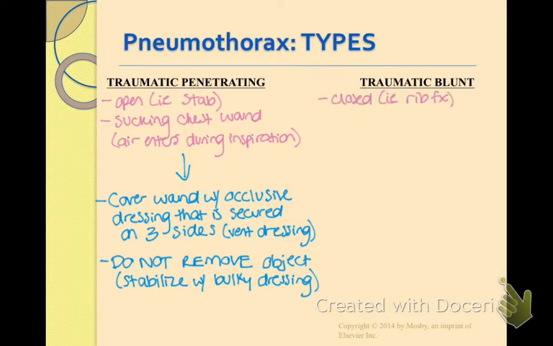Other traumatic is blunt. Again, that's like if you get hit with a bat or the steering wheel. It can be closed, where, for example, a rib that's fractured cuts the lung and allows air to leak out into the pleural space.